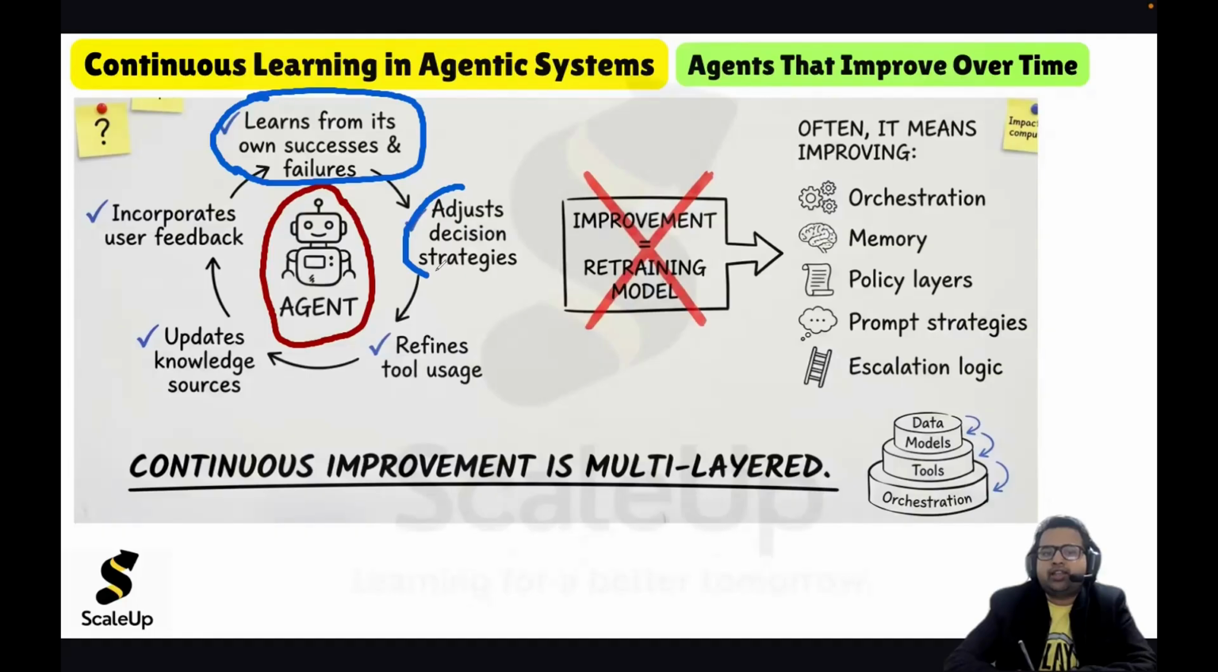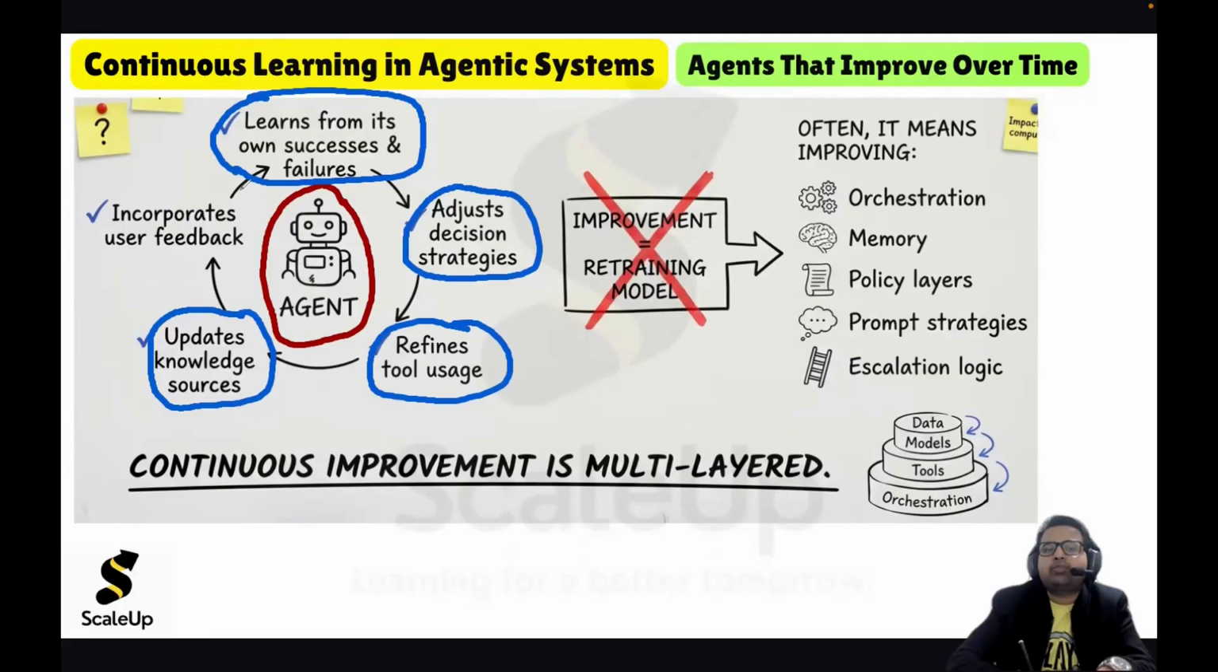So a learning agent keeps on learning from its own success and failure. It keeps on adjusting decision strategies. It keeps on refining tool usage. It keeps on updating knowledge sources, and it keeps on incorporating user feedback.